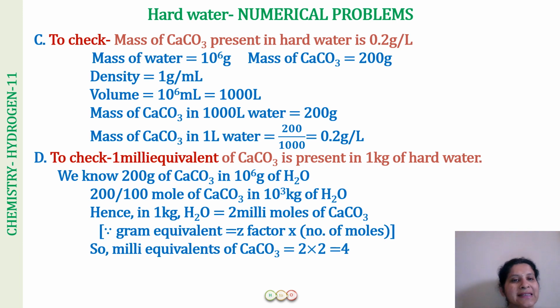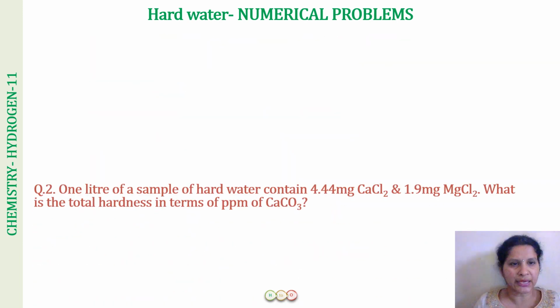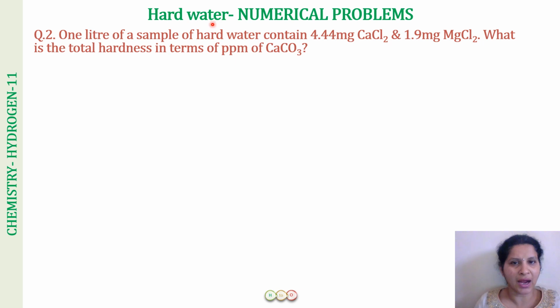Now let us move to the second question. The question is: 1 liter of a sample of hard water contains 4.44 milligram of calcium chloride and 1.9 milligram of magnesium chloride. What is the total hardness in terms of the ppm of calcium carbonate? And the choices given to us are 2 ppm, 3 ppm, 4 ppm and 6 ppm. So how are we going to proceed with this question? What do we have to find out? Let us see that first. We have to find out the total hardness in terms of the ppm of calcium carbonate.